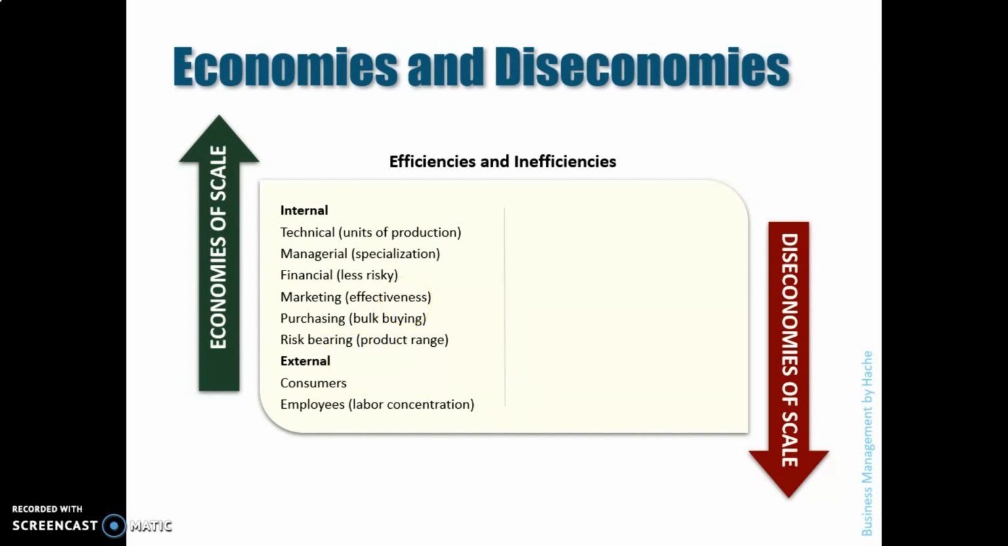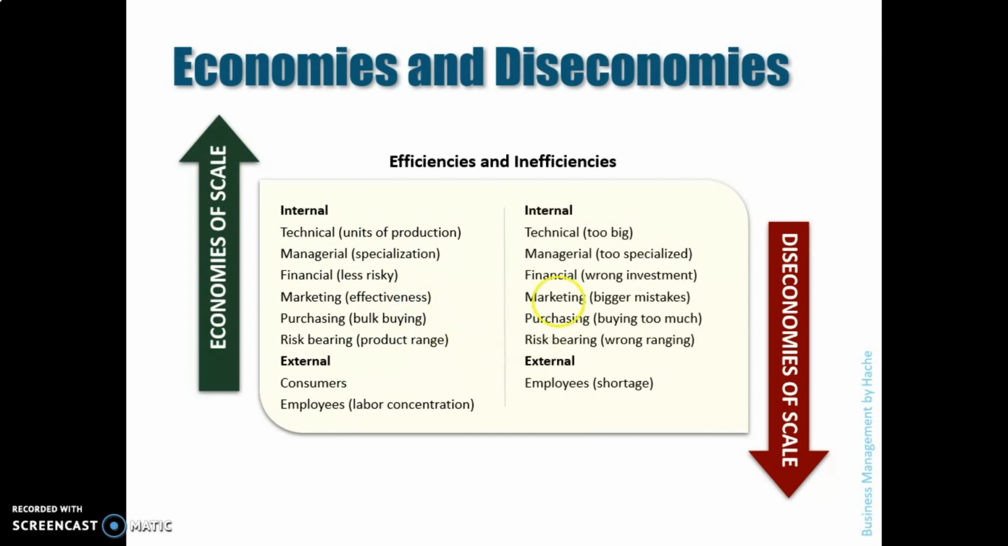The inefficiencies are actually very similar when you take a look at them. Why? Because doing more or less efficiently of any of these factors would again lead you to these economies of scale. So the idea here is finding the balance, finding the proper measure of each of these factors to make sure you achieve economies.